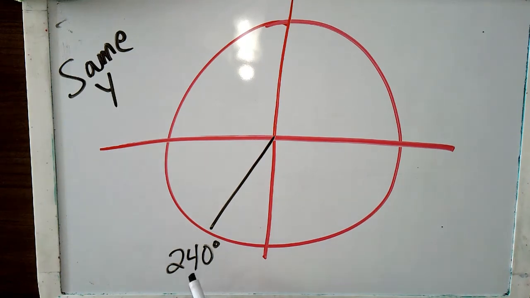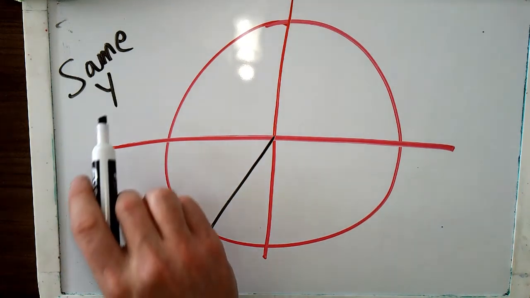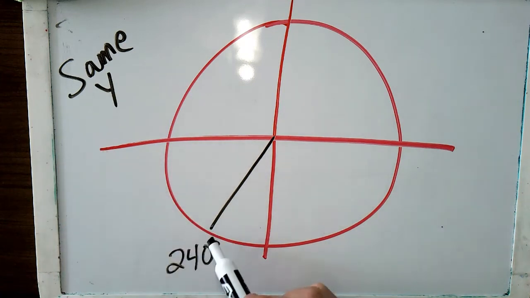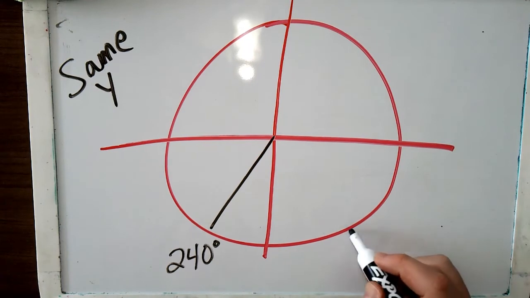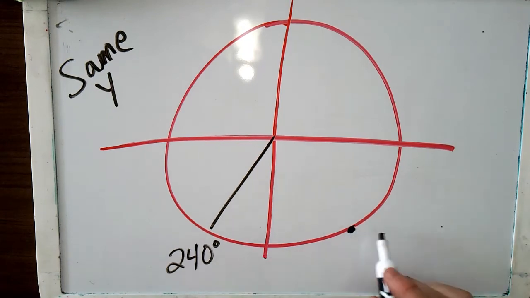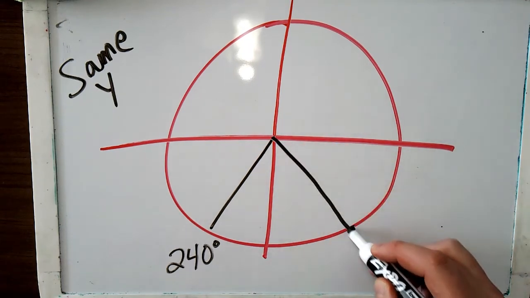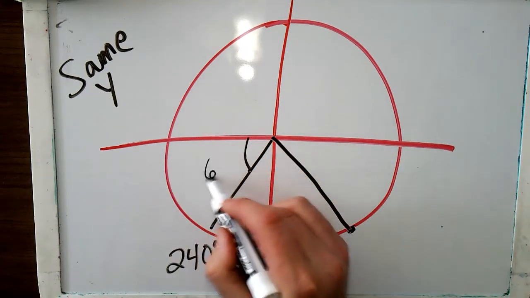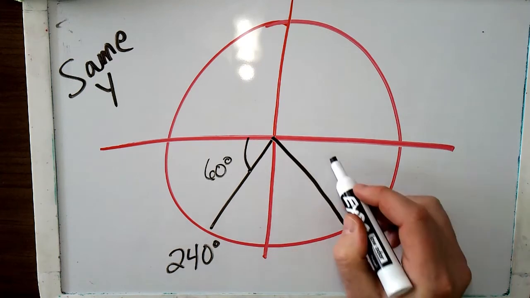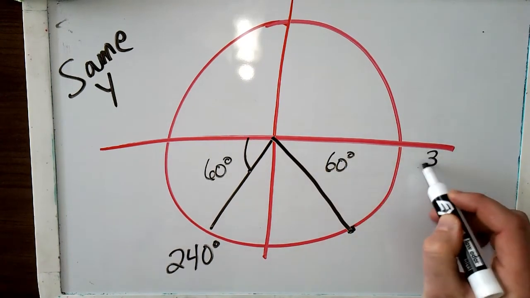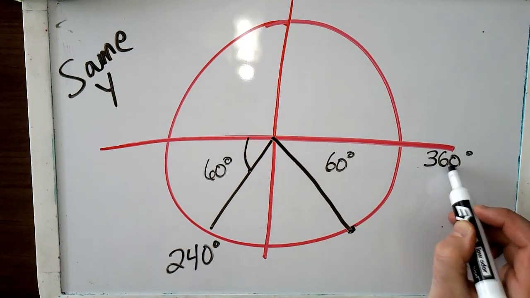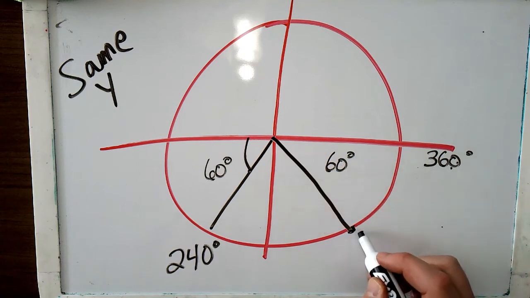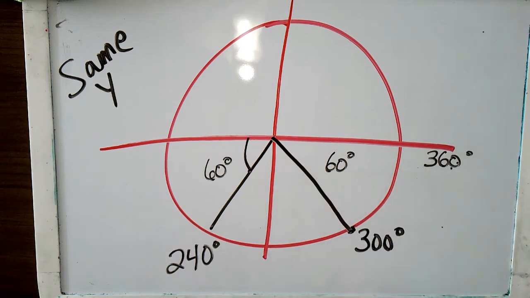So this time we're starting with 240 degrees and we want the same y coordinate. Again, if I move up here, it becomes positive, so I don't want to do that. Same y is straight across. Now, I need the reference angle, so 240 minus 180 is 60. So I need to take this over here and switch to 360. 360 minus 60 is 300 degrees.